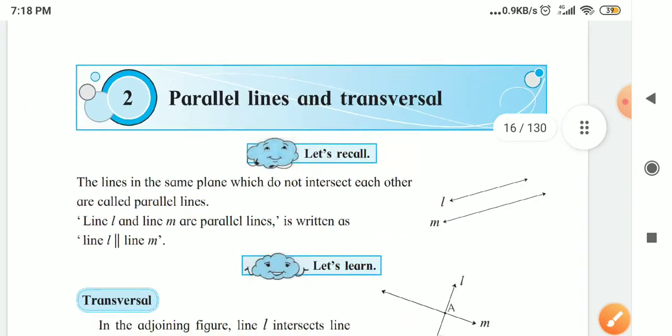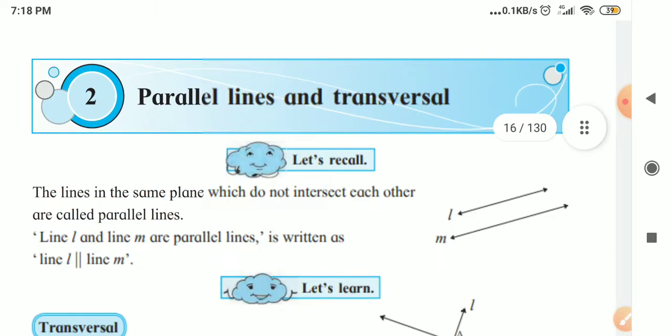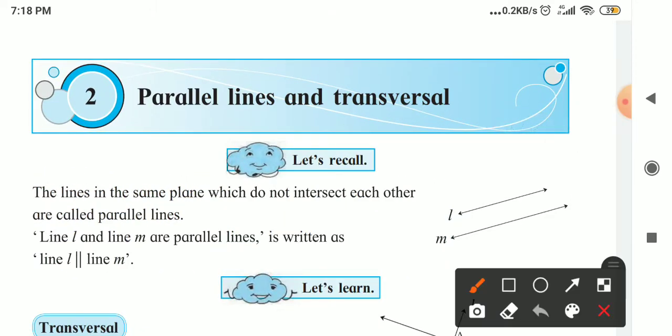Now we start the next lesson, that is parallel lines and the transversal. Tell me, what is the meaning of parallel lines and where do we see these parallel lines? First of all, in your notebook there are lines inside. These lines are parallel to each other. Then a window pane, suppose. Otherwise, your mobile phone's margins, opposite sides are parallel to each other.